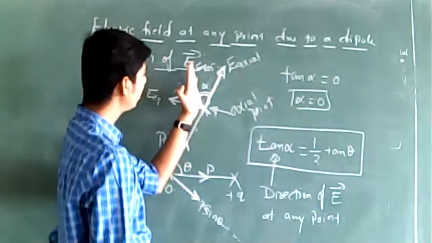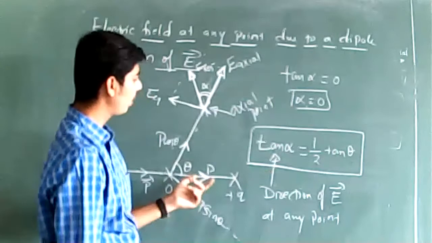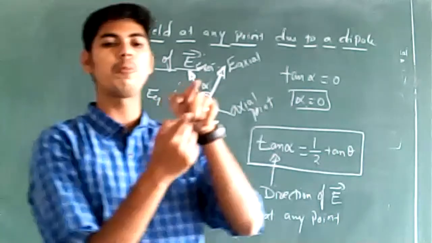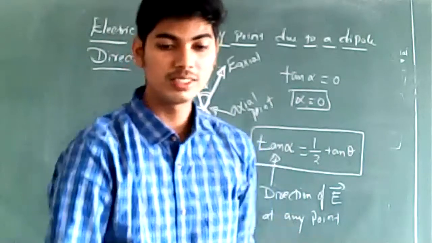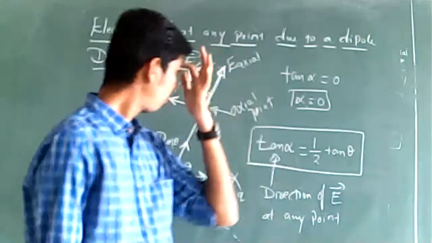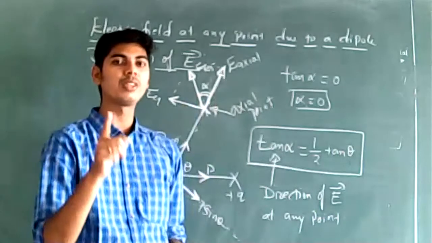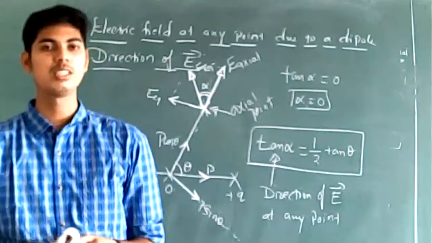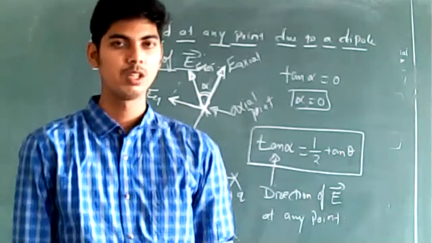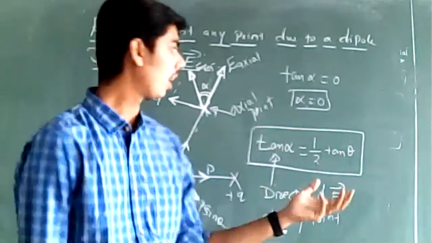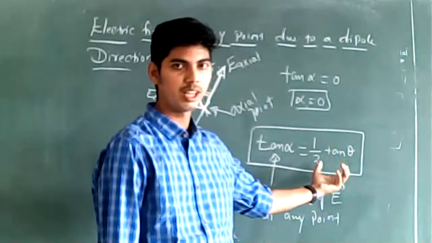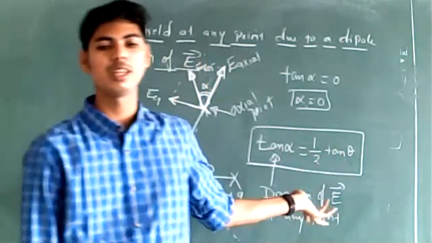Therefore the resultant vector is parallel to the direction of the electric dipole moment. What is the value of theta for a point on the equatorial line? 90 degrees. Tan 90 is undefined, so you will get the answer.